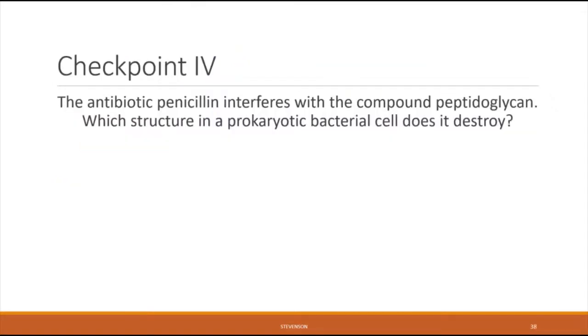So here we come to another applied checkpoint. The antibiotic penicillin interferes with the chemical compound peptidoglycan. Which structure in a prokaryotic bacterial cell does penicillin destroy?